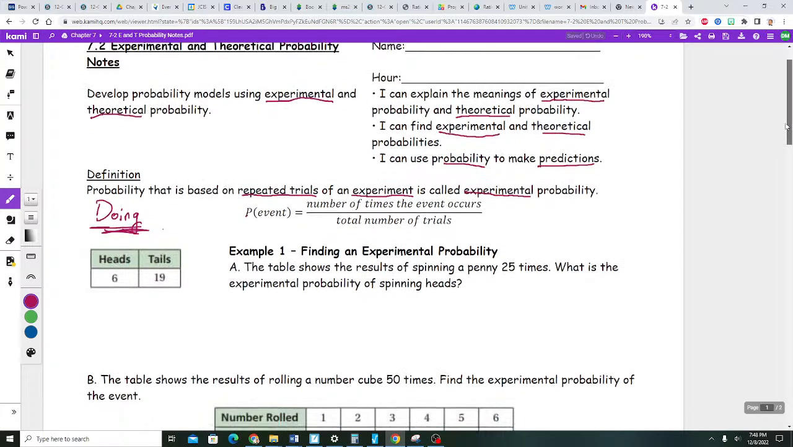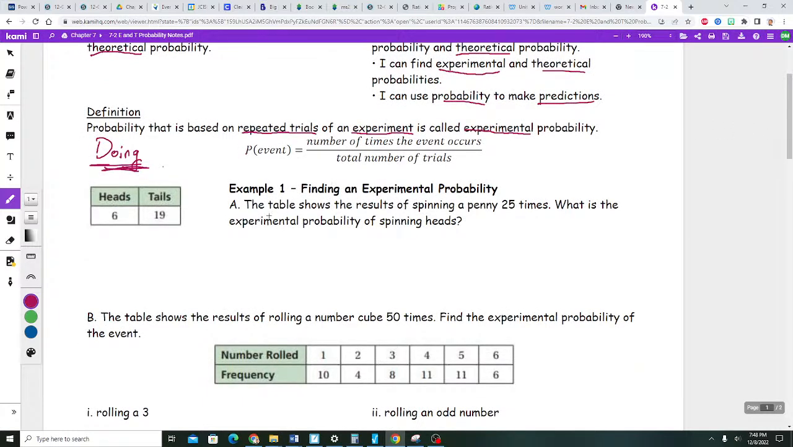trials. So we look over here, it says the table shows the result of spinning a penny 25 times. Now, yes, it says spinning a penny 25 times. What is the experimental probability of spinning heads? So we look over here and we want the probability of spinning heads. So this is how we write that. We go P heads, and that means probability of spinning heads. And that's going to be the number of times the event occurs, which was 6, out of the 25 times that we spun the penny.